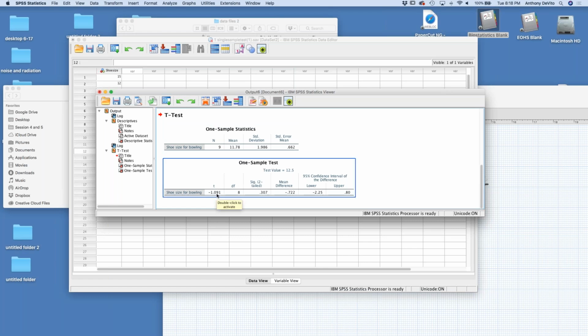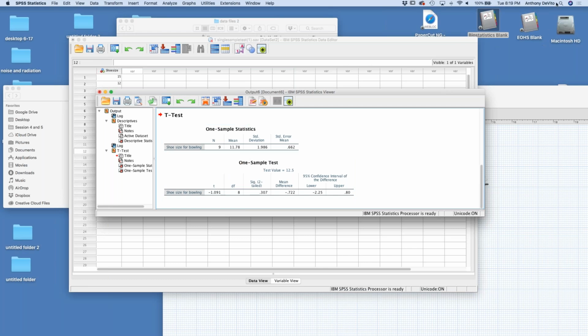That's our t-score. Okay, it doesn't matter if it's positive or negative. That just is a matter of which I put first, the 11.78 or the 12.5. Doesn't matter. The magnitude, the size of it is what matters. As it happens, it's 8 degrees of freedom. We know that the degrees of freedom is equal to the sample size minus 1.